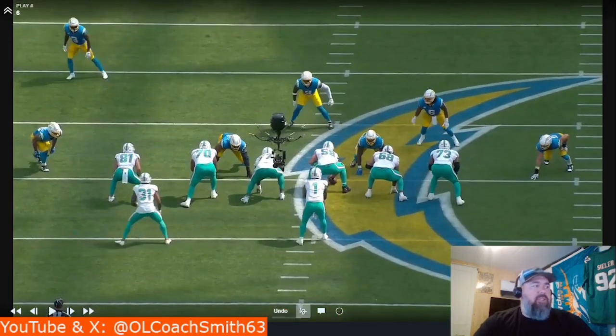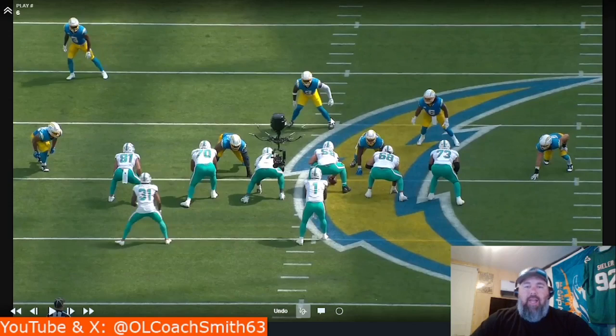Okay, so when I first saved this play, I thought it would be a good example of full slide protection, which would be where all 5 linemen are sliding to the left and have their backside gap assignments. But after I slowed it down, I think this one's actually half slide protection to the left with a nice adjustment from the man protection side.